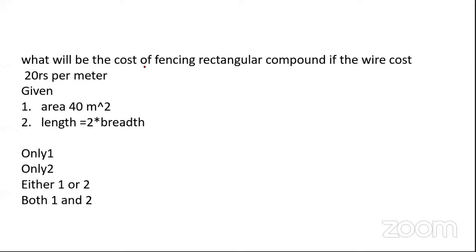What will be the cost of fencing the rectangular compound if the wire costs rupees 20 per meter? This is the rectangular compound. You have to put fencing for this one. Now it is given that area and length are given. This question seems like data sufficiency. With option one, can you solve this question, or with option two, or both one and two, or either one or two? So this is the question.